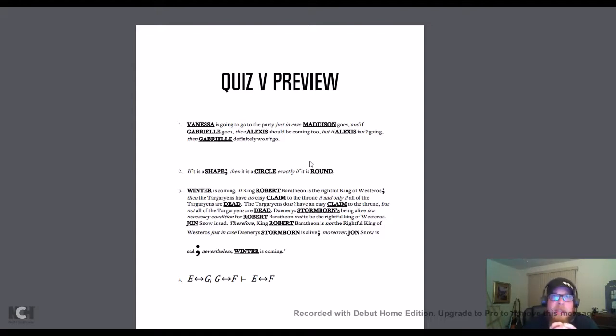Jon Snow is sad. Therefore, King Robert Baratheon is not the rightful king of Westeros, just in case Daenerys Stormborn is alive. Moreover, Jon Snow is sad. Nevertheless, winter is coming. And then finally, we have the following proof, just this: E double arrow G, G double arrow F, solve for E double arrow F.